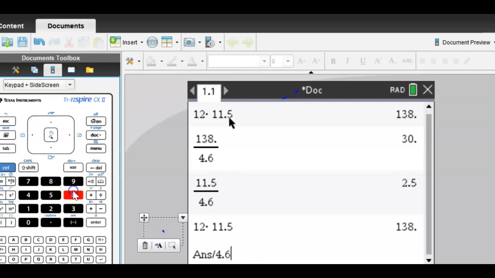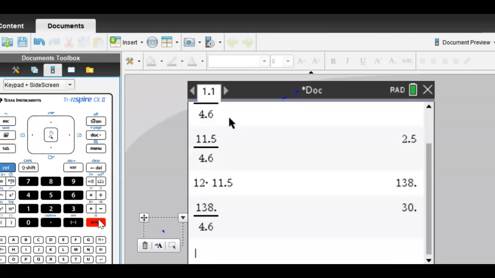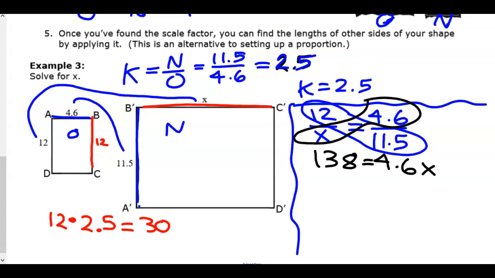And what do you know? We get the same answer of 30. Divide by that coefficient, we get 30. So does everyone see there's two ways to do it? You can either find the scale factor and multiply, or set up two fractions, cross multiply and divide. I prefer setting up two fractions, but there's more than one way to do it. Okay, you can flip it over.